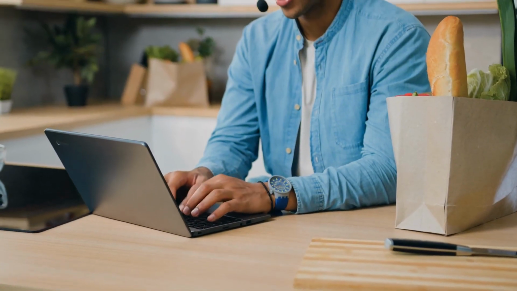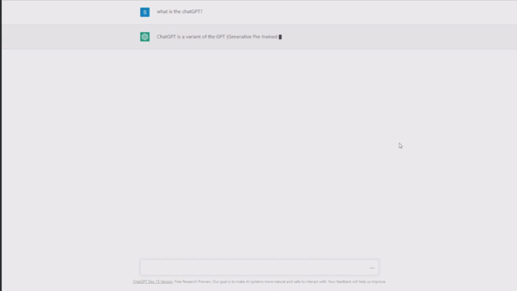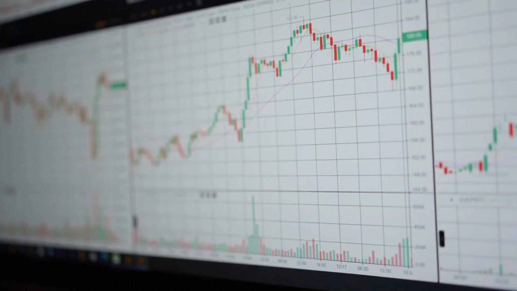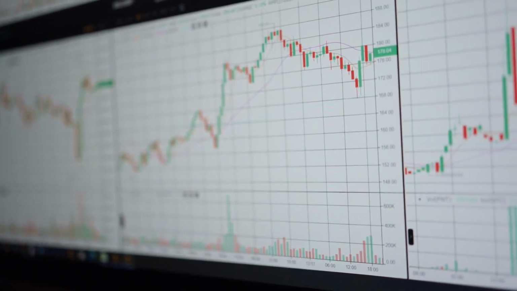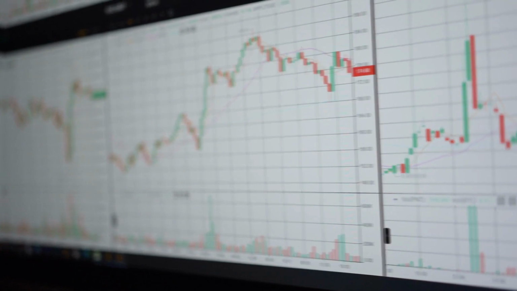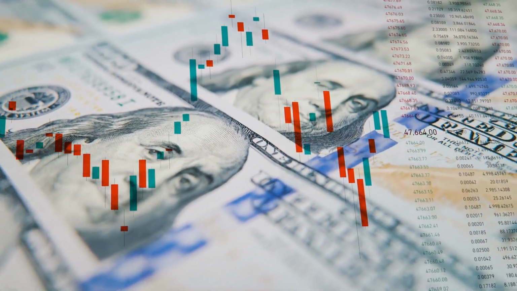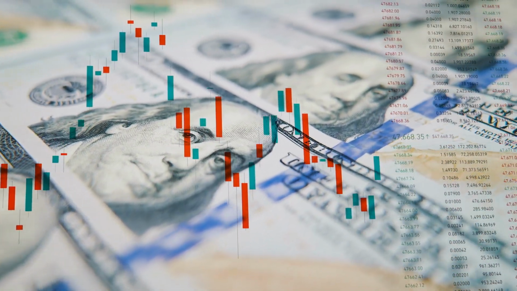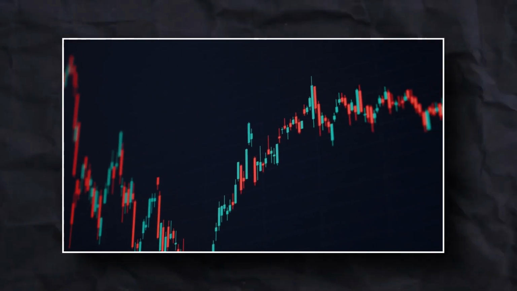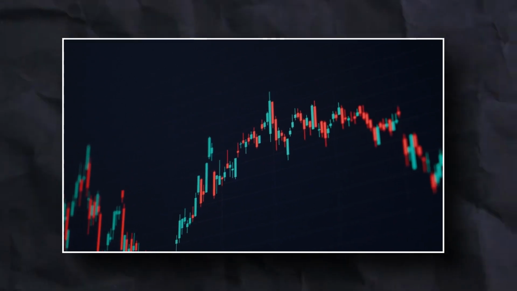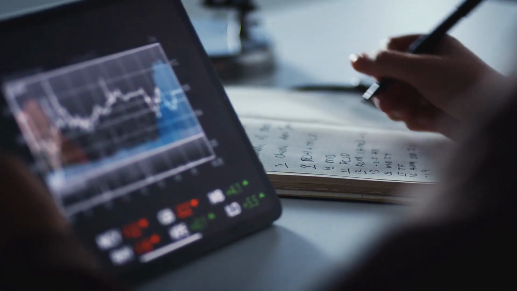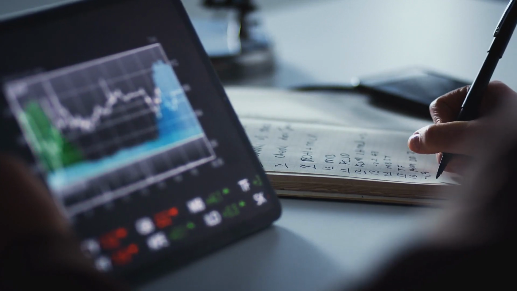Now we have our top 5 indicators that we can use, which are moving averages, Bollinger Bands, relative strength index, MACD, and candlestick patterns. So now we're going to take one of these and just ask the AI how to trade with it. Let's take the relative strength index, also known as the RSI, one of the most common indicators out there. A reading above 70 is considered overbought, so that would be where the market really can't go higher. A reading below 30 is oversold. The market really can't go lower.